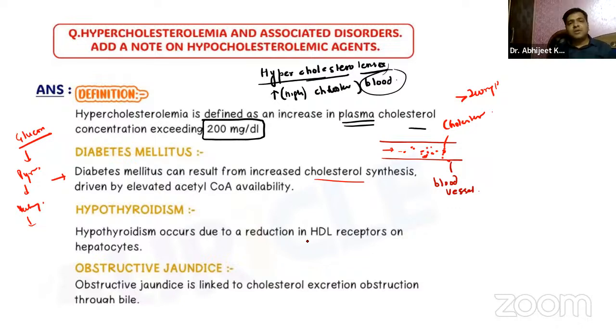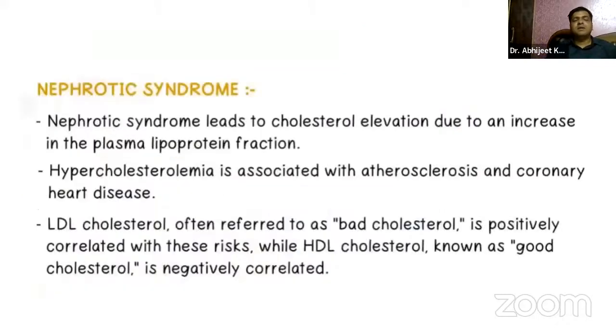Hypothyroidism due to a reduction in HDL receptors on hepatocytes. Apart from that, jaundice can occur. Obviously, the liver is getting affected, right? If there is obstructive jaundice, you already know that it's linked to cholesterol excretion. If the cholesterol is not able to be excreted from the liver, there is an obstruction through the bile. So that can also lead to this. Nephrotic. Nephro means kidney. Now, nephrotic syndrome leads to cholesterol elevation due to an increase in the plasma lipoprotein fraction.